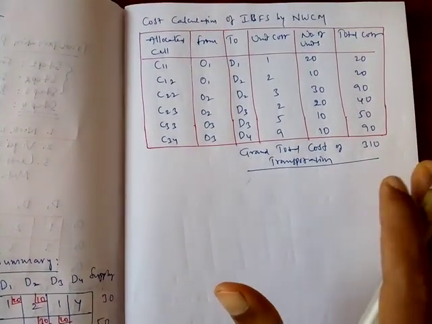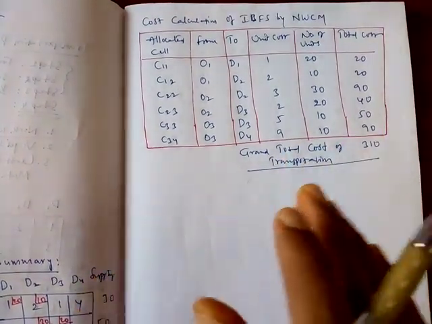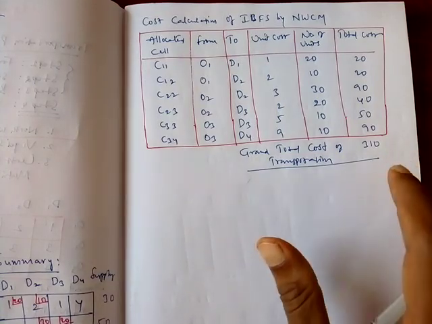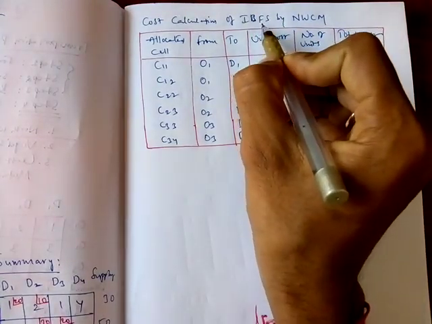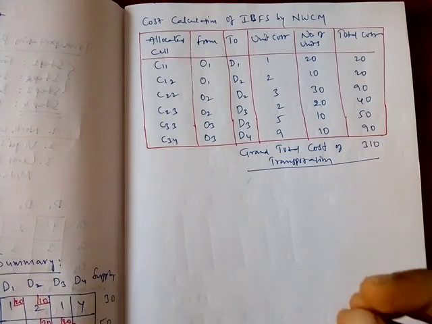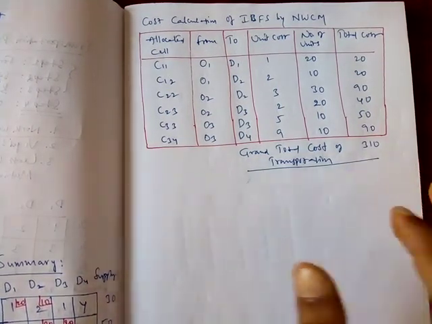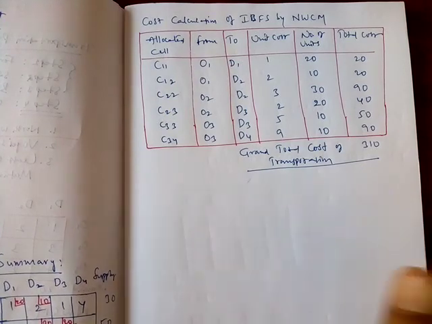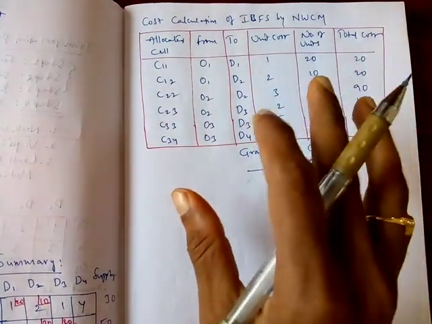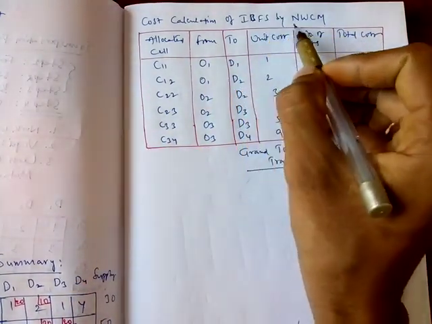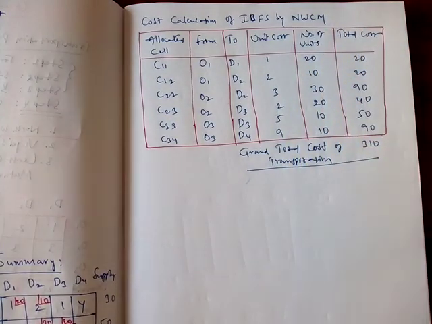This is not the optimum solution. This is not the optimum or optimal solution. It is just the initial basic feasible solution, which is useful to get the optimum solution by using the stepping stone method or MODI method later. Okay, this is about obtaining IBFS using the northwest corner method.